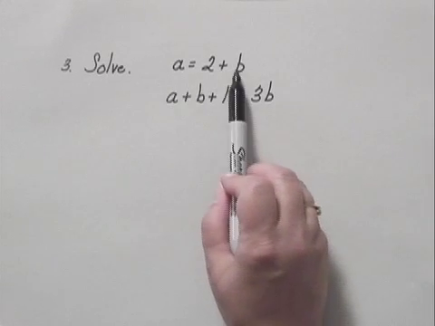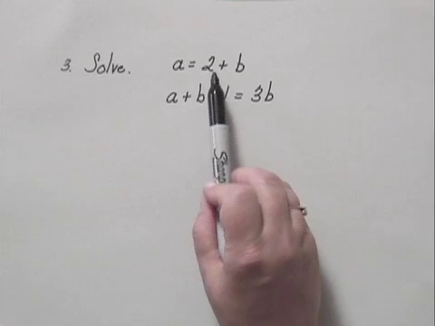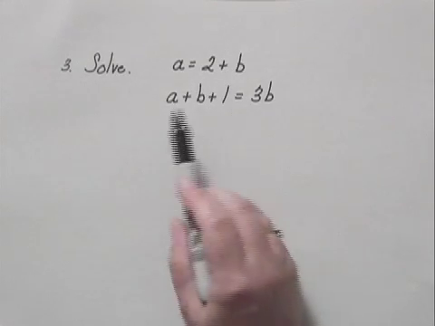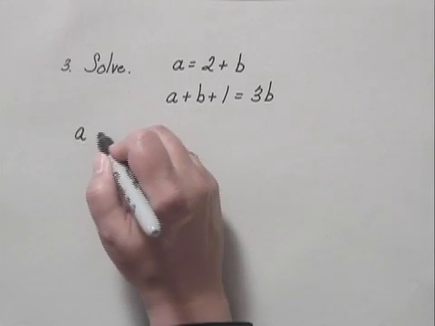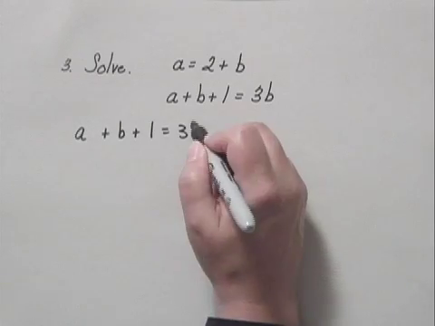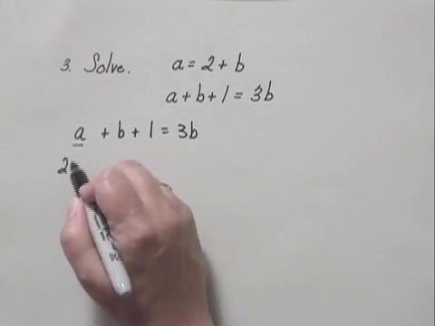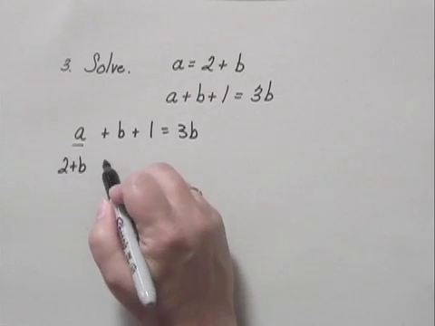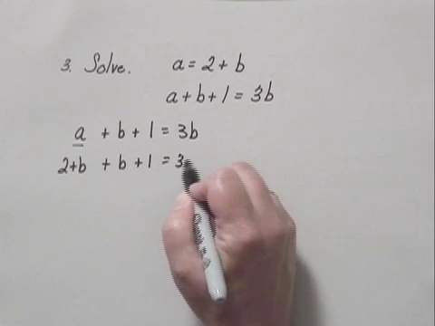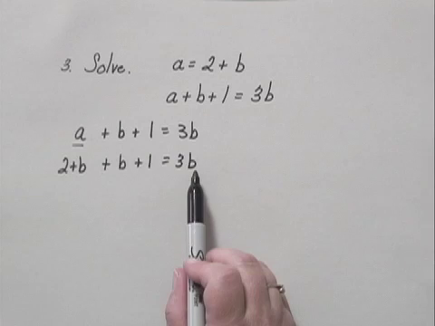Now, since the first equation has A equals 2 plus B, we can substitute 2 plus B for A in the second equation. The second equation is A plus B plus 1 equals 3B. Where I have an A, I'm going to write 2 plus B and copy the rest of the equation. Plus B plus 1 equals 3B. That gives me an equation that only has 1 variable.